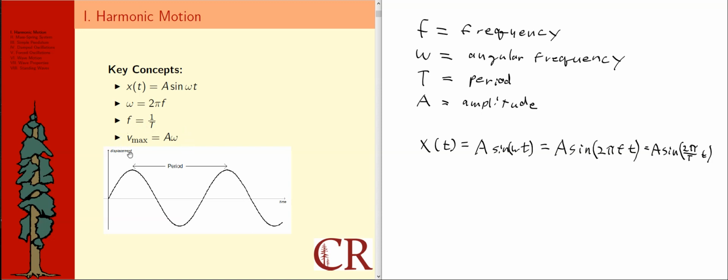The last formula I have here on the key concepts page is one we're going to look at in an example, and it says that the maximum velocity in simple harmonic motion is equal to the amplitude times the angular frequency. And we're going to look at where that comes from, and then that turns out to be useful to us when we start to look at physical examples of simple harmonic motion.